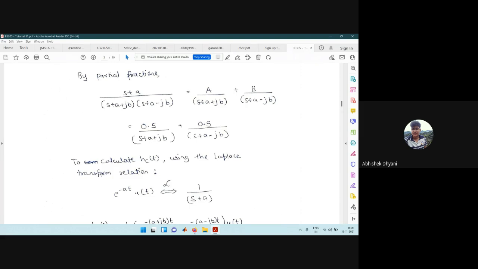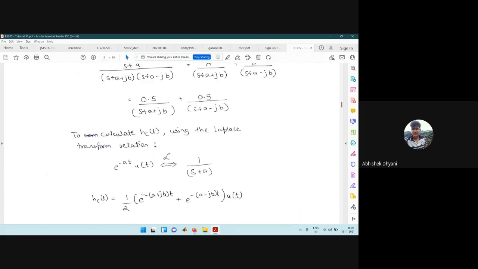Using the same formula, we can see that this part corresponds to e raised to the power minus (a plus j beta) t u(t), and 0.5 will be in the multiplication. So hc(t) can be written as 0.5 times e raised to the power minus (a plus j beta) t, and similarly this one will be minus (a minus j beta) t, and this u(t) will be there. So this is simply the inverse Laplace transform, and we have found out this hc(t).